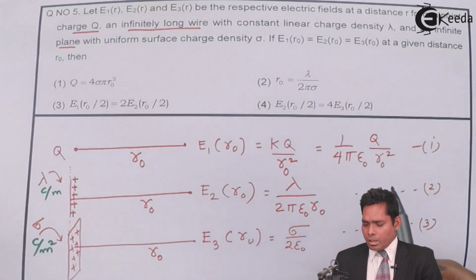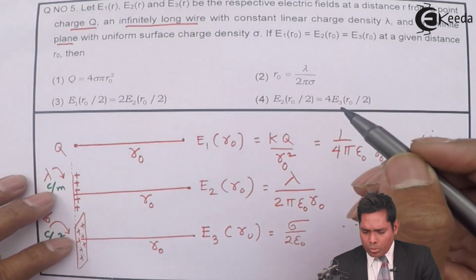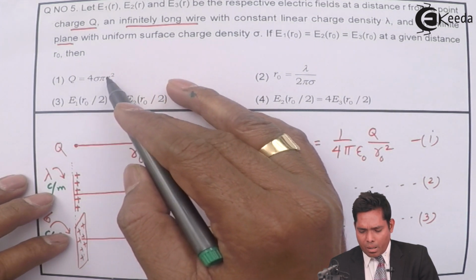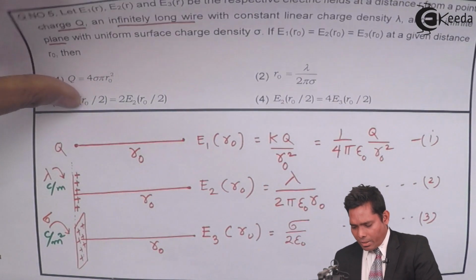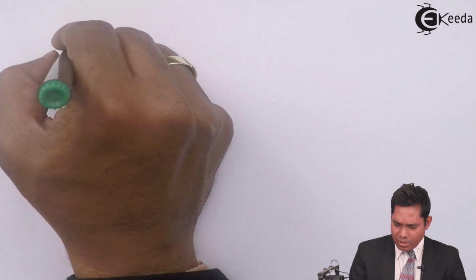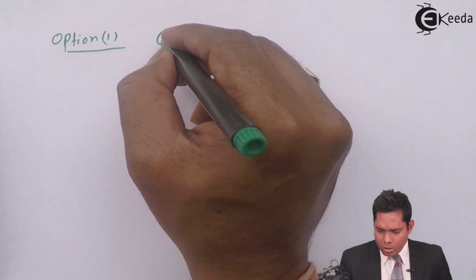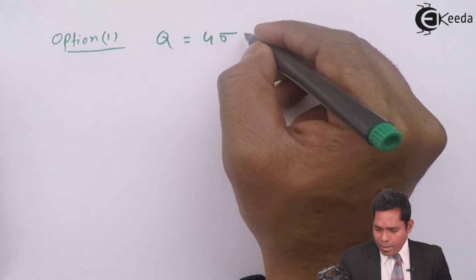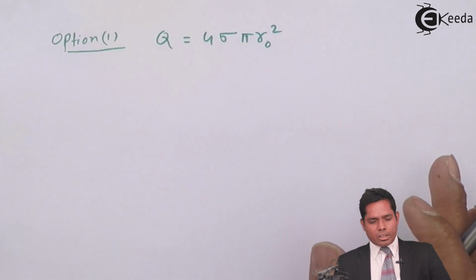You must remember this. Now coming back to the question, we have to check whether Q is 4 sigma pi r naught square is true or not true. So first we'll try option number 1 and check whether it is correct or wrong. The option number 1, I'm just writing it down. Q is given as 4 sigma pi r naught square. This is the statement. We have to see whether that is true or not.